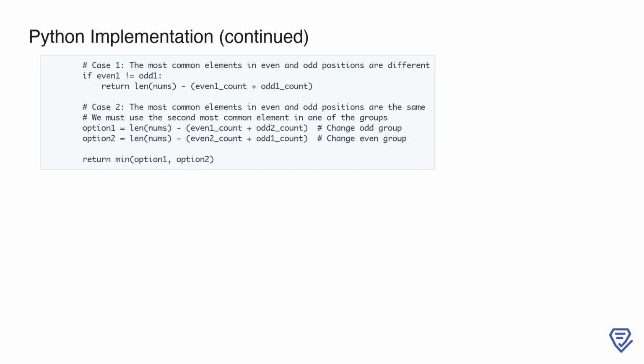In the second case, the most frequent elements in both positions are the same. To resolve this, we need to use the second most common element in one of the groups. We calculate two options, one where we change the odd index group to use its second most common element, and another where we adjust the even index group similarly. The result will be the minimum of these two options, as we want the fewest changes possible. This completes the logic for determining the minimum operations required.